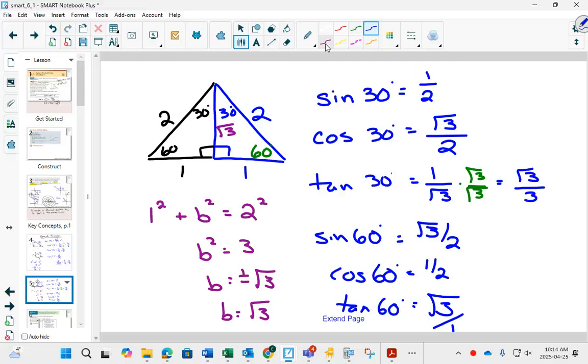Okay, so there's two questions. You can circle 5 and 6 that are based on these special triangles. Okay, but we'll do example 1.